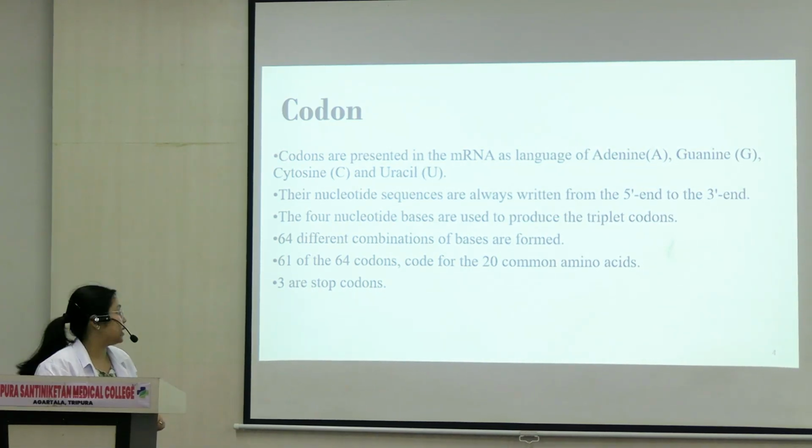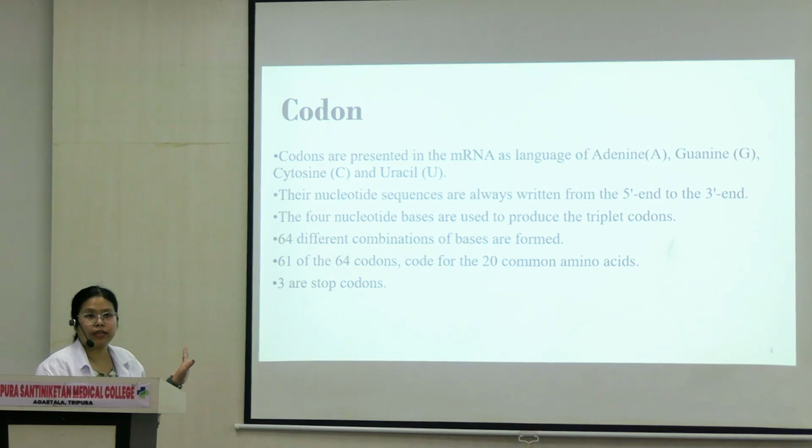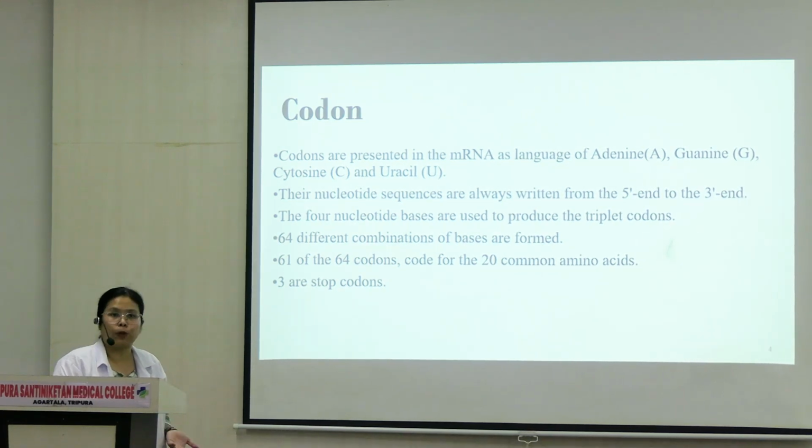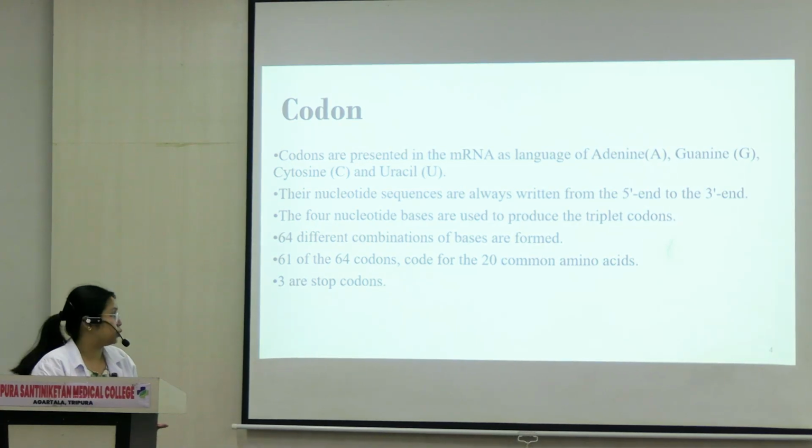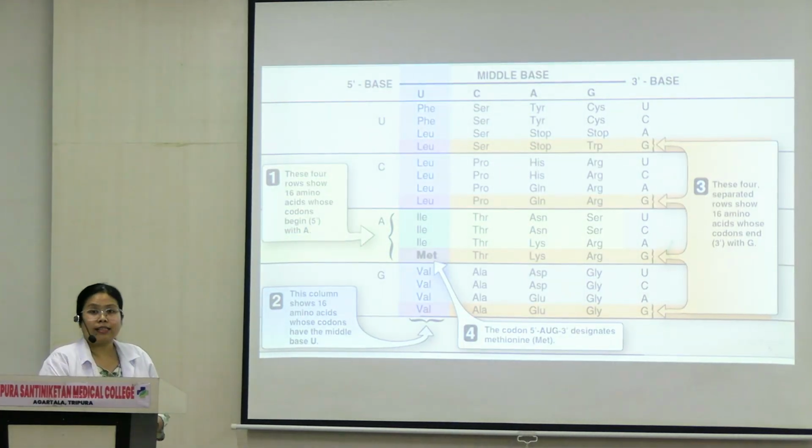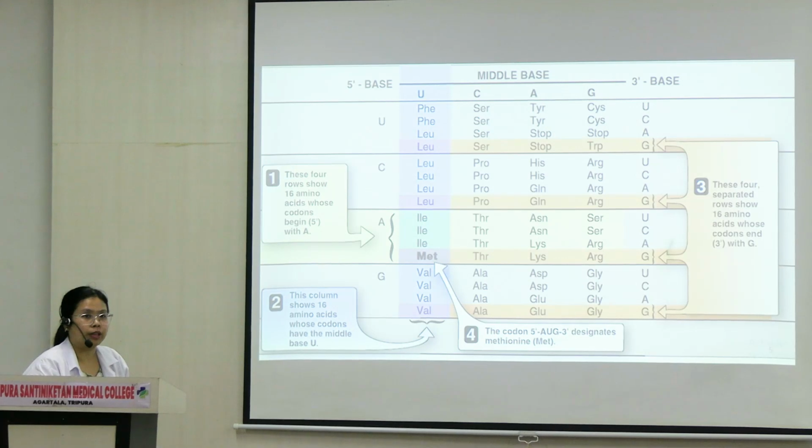Anyway, 20 of them are coded by 61 codons. And the remaining 3 codons represent stop codons. What is a stop codon? It stops the protein synthesis. Okay? They act as termination codons.